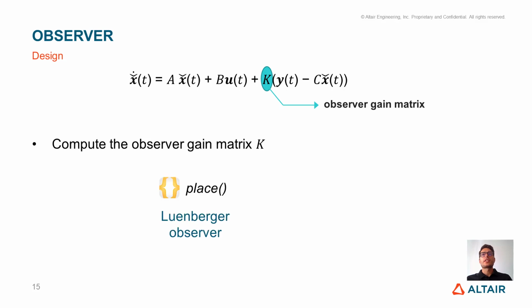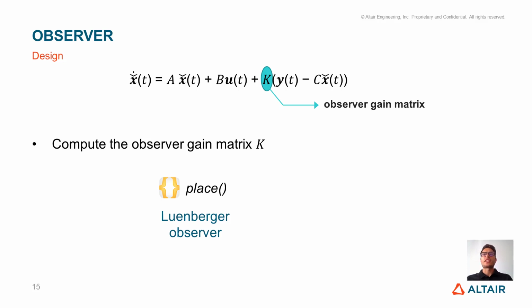The first function is called place. Since the observer is a dynamical system, it will be characterized by some poles. So, given the A and B matrix and the desired poles, the place function will return the K matrix. The observer poles should be placed farther on the left compared to the system poles, so that the internal state estimates converge faster to the actual internal state.